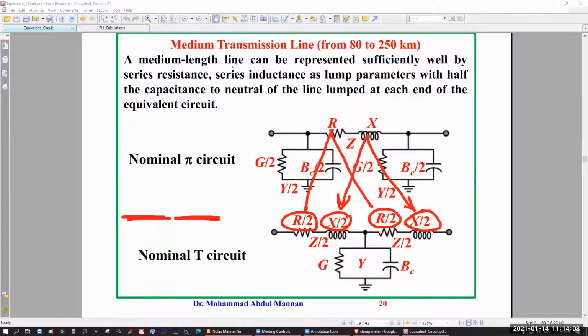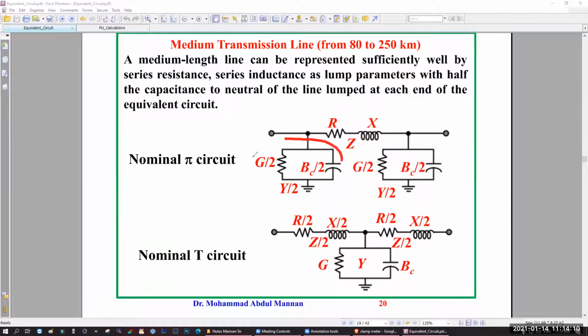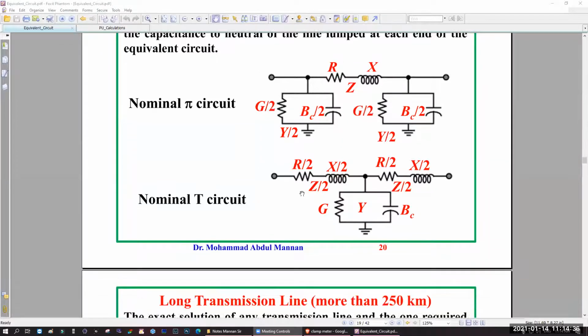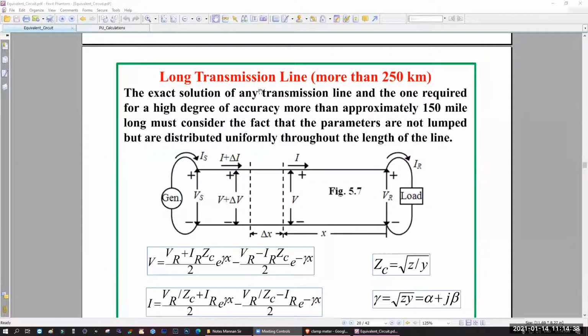Understood? But this one is used once only. Since they have been used once, G will be G, B will be B, so the total is Y. Understood? So this is how your T model and pi model are seen. So in your question, I might say use pi model for transmission line or use T model for transmission line. Understood? I can ask. Okay?